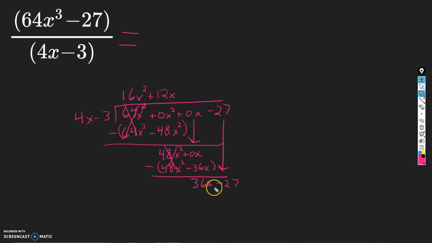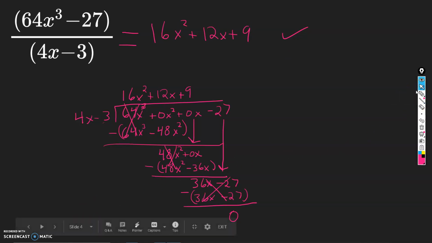4x goes into 36x 9 times, positive 9 times. 9 times 4x is 36x. 9 times negative 3 is negative 27. Minus, hey, that's the exact same thing, so that's all going to cancel out, so we get a remainder of 0. Perfect. That means that's a factor. So 64x cubed minus 27 divided by 4x minus 3 will be 16x squared plus 12x plus 9. And done.